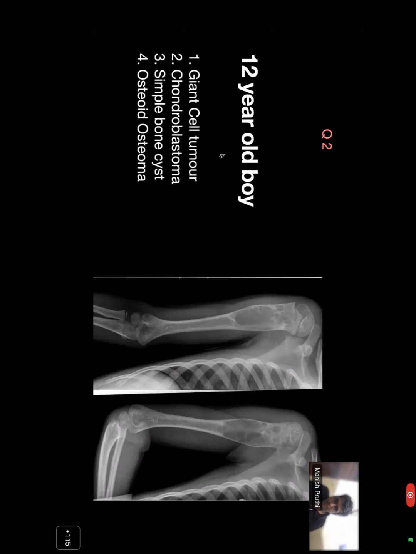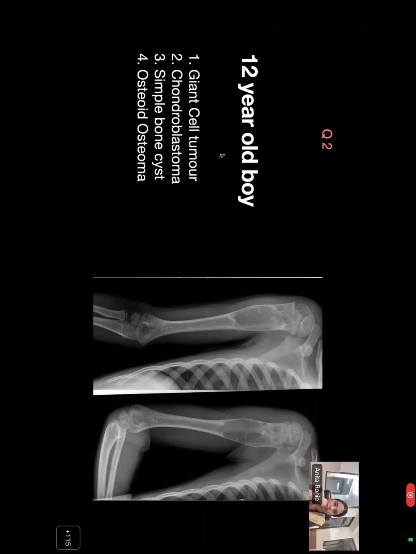GCT. So there we go wrong, because we should know the age of the patient. It is a 12-year-old boy. A GCT usually happens in the skeletally mature, and a giant cell tumor should always go to the subchondral area. It should usually involve the epiphysis.